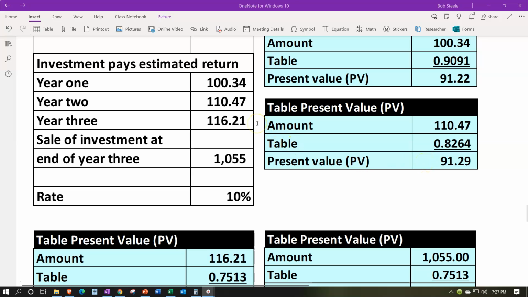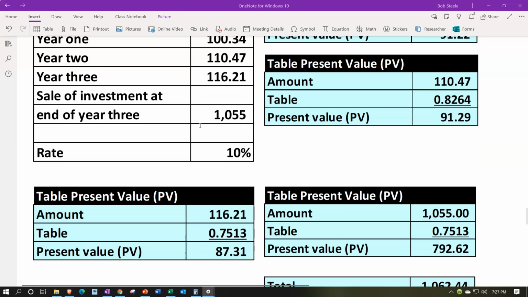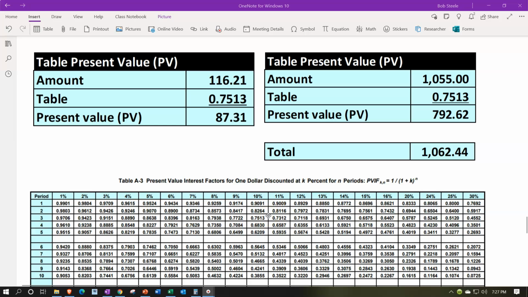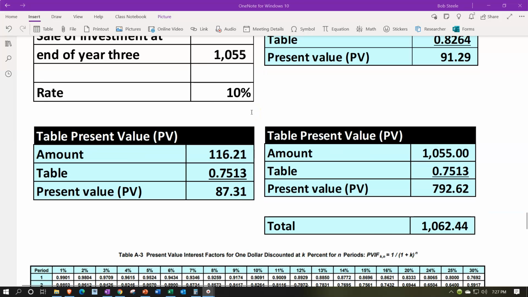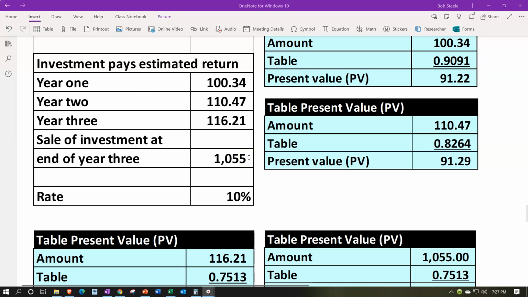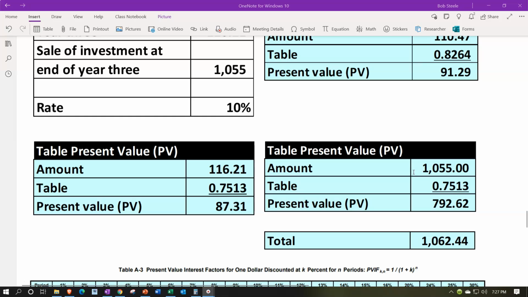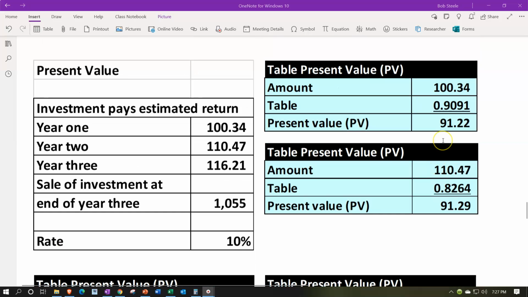And then we have the 116.21, which is 3 years out. So let's take a look at that one. We've got the 10 and 3 gives us the 0.7513. So the 116.21 times the 0.7513 gives us 87.31. And finally, we have the 1,055 sale of the stock, that also happening in year 3. Therefore, the 1,055 times the same one, we don't even have to look at the table again because it's 3 years out. So that's going to be times the 0.7513, and that'll give us the 792.62.